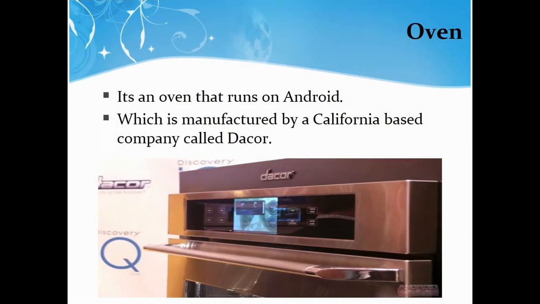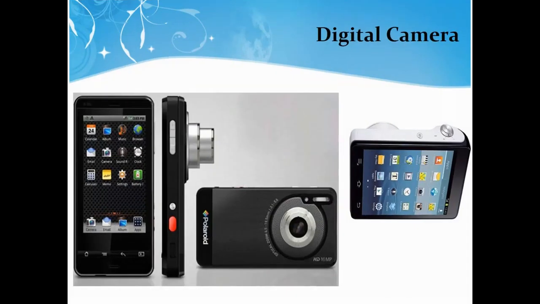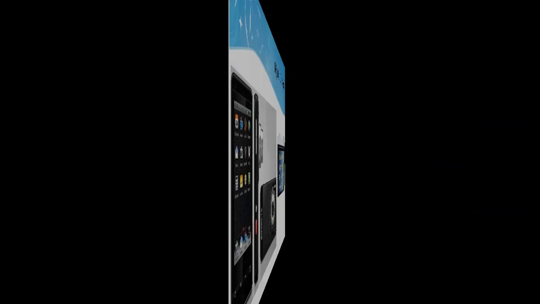There is a company called Decor which also makes an oven that runs on Android, completely controlled through your mobile phone. No need to go near the oven at all. I think this is something very common now. Digital camera: nobody uses a digital camera anymore, but in case you are using one, even cameras have Android in them, or your regular phone can be converted to a DSLR camera by attaching something to it. All these things are also there with Android in the picture.